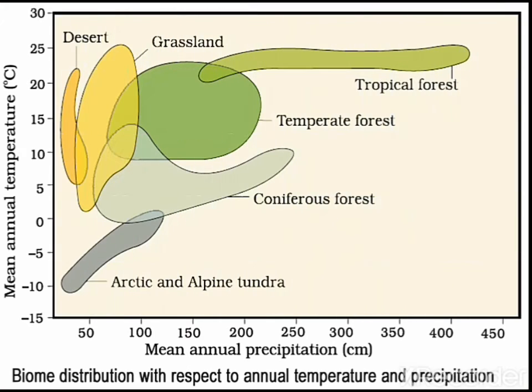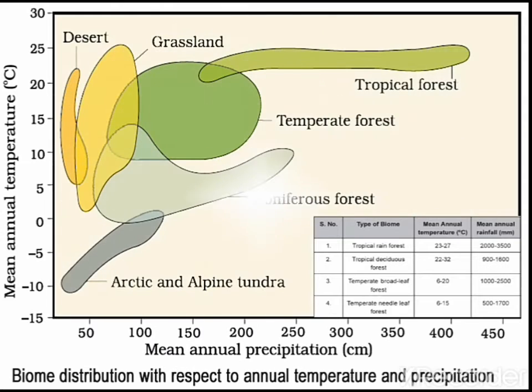Now let us see a picture from NCERT. This picture is showing a graph which is depicting the biome distribution with respect to the annual temperature and precipitation. So let us understand this particular graph. But before that, I will show you a table which is showing the mean annual temperature and the mean annual rainfall. And now let us bring up the graph back and understand what this graph exactly means. What are the possible questions that we can get from here?